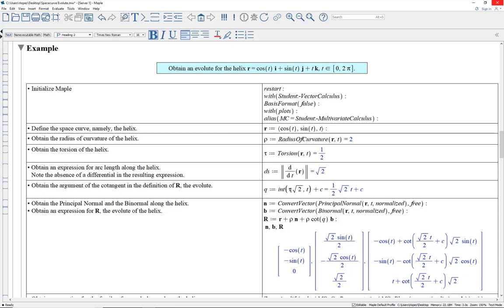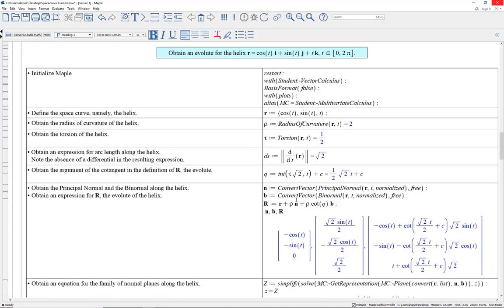I have to integrate the torsion ds. So this square root of 2 is the ds and a constant of integration. Now, if Maple would only write this as t over the square root of 2, writing it as 1/2 the square root of 2 just makes it visually harder to read. I need the unit principal normal. I'm using Maple to do those computations. I need the unit binormal. And I convert them to free vectors, because otherwise they come back as rooted vectors, and then you have trouble manipulating them after that.